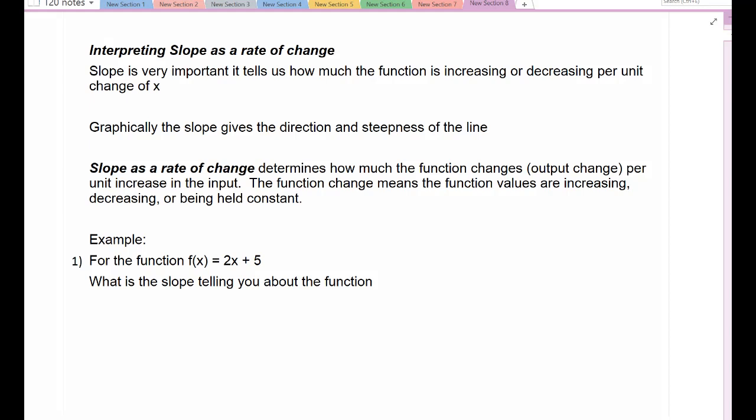So slope is a rate of change. It determines how much the function's output changes, whatever the output represents: people, items, things, dollars. It's always per 1 unit increase in whatever the input was: per year, per item produced, per whatever x is. It can also be held constant. Keep in mind the zero case means there's no increase and no decrease. It's held constant. It's the constant function.